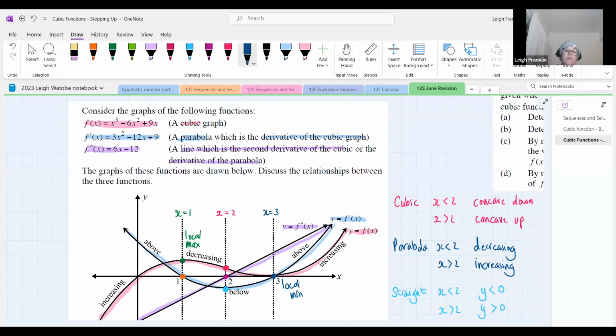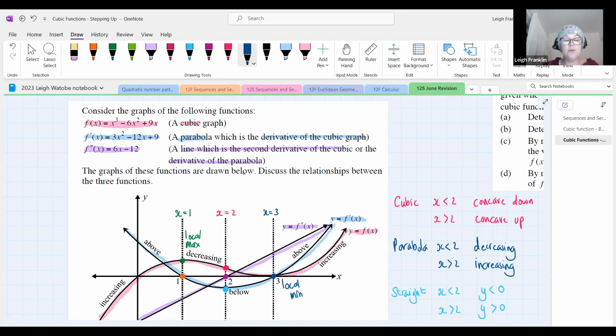Okay, so these are the things that are important for us when they give us the graph of the derivative and they want us to be able to work backwards. We need to know that the x coordinate at the point of inflection is the same as the x coordinate at the turning point on the parabola, the first derivative, which is the same as the x-intercept on the second derivative. We also need to know about our turning points. The x coordinate at the turning points on our cubic are the same as the x values at our x-intercepts on our first derivative.